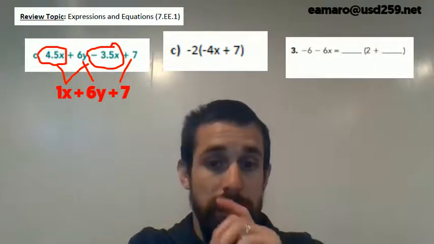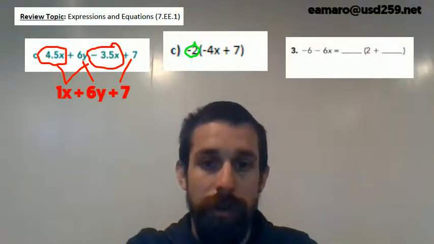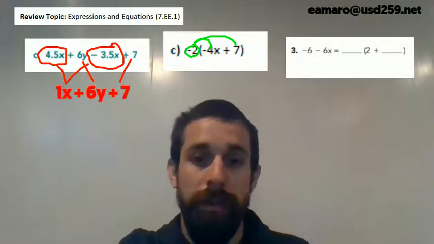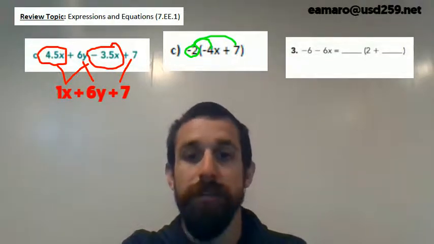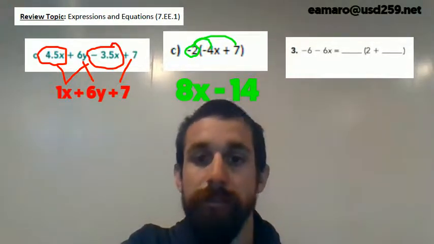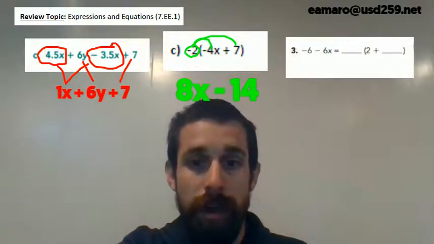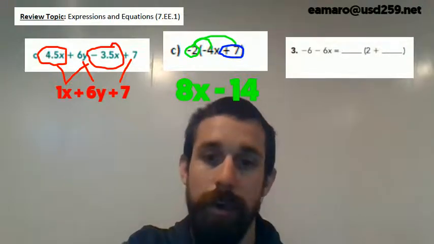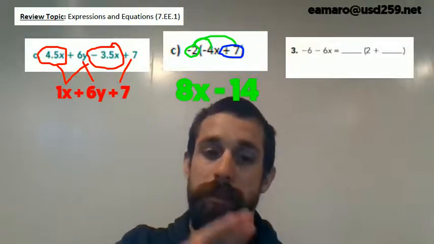Next up is the distributive property. So we're going to take this -2 and we're going to distribute it to everything inside the parentheses. When we distribute, we are multiplying. So really we're going to do -2 times -4x and -2 times 7. So when we multiplied -2 times -4x, that gave us a positive 8x, and then -2 times a positive 7, we think of that whole thing together, and that's how we get a negative 14 or minus 14. So that is the distributive property.